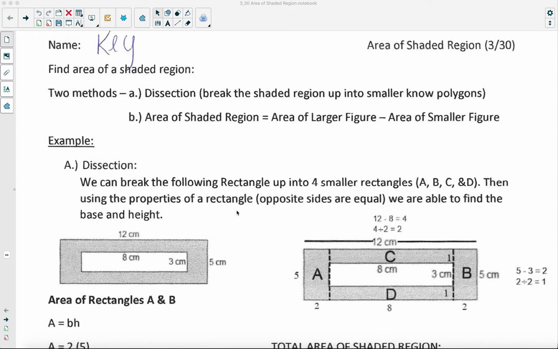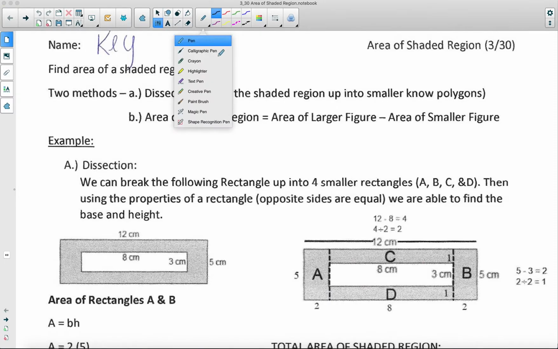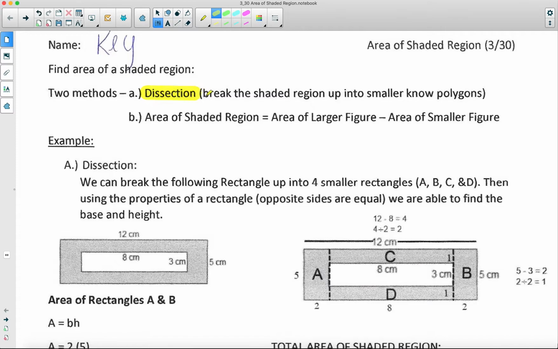Well, here's a typical area of a shaded region type question. Right here, you'd be given something like this. And there are two methods to find the area of a shaded region. The first method is known as dissection. We've talked about that before, like when dealing with a trapezoid. We're basically working to break that shaded region up into smaller polygons that we're familiar with, like rectangles, squares, triangles, etc.